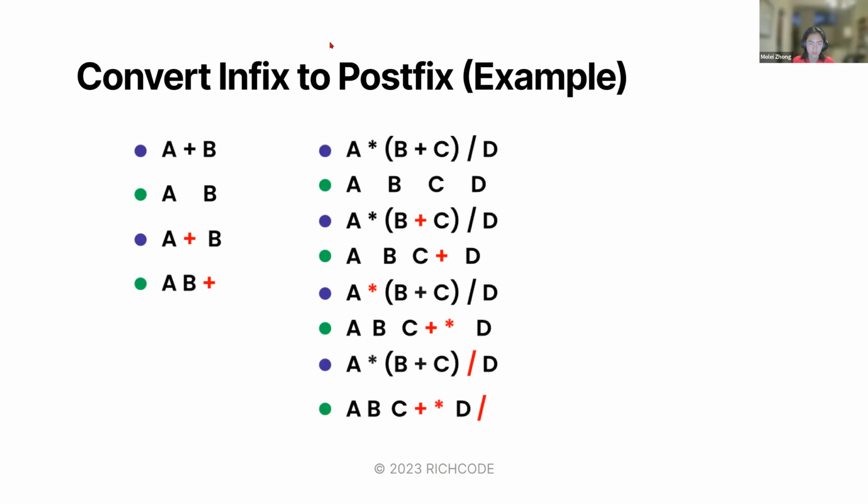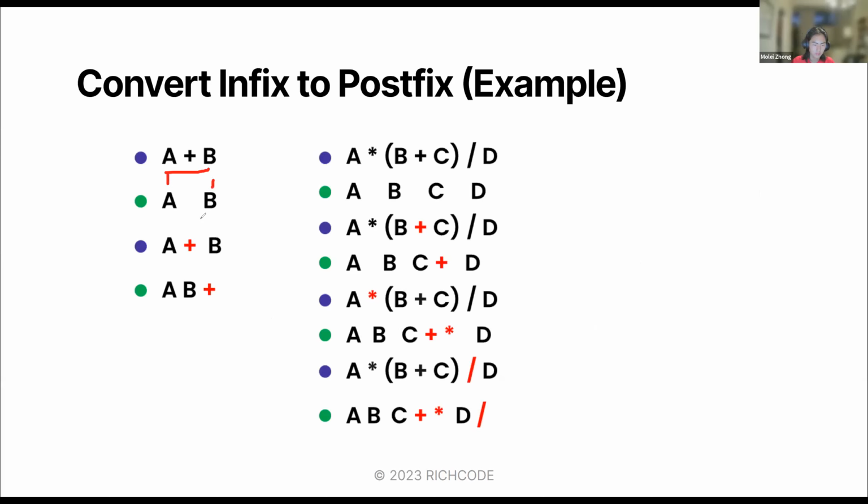So here we have some examples. A plus B. So you write out A and B like before, and then take this plus, but instead of putting it in front of the A and B, you put it behind, so it becomes AB plus.